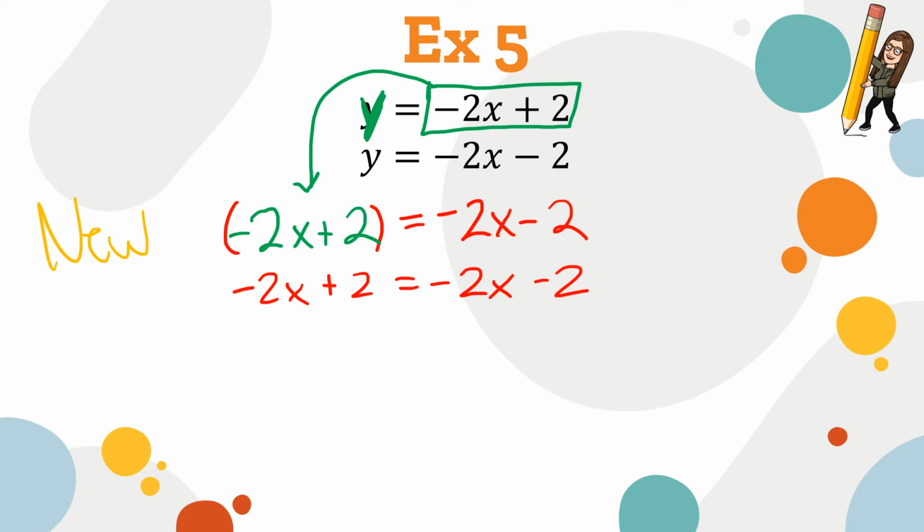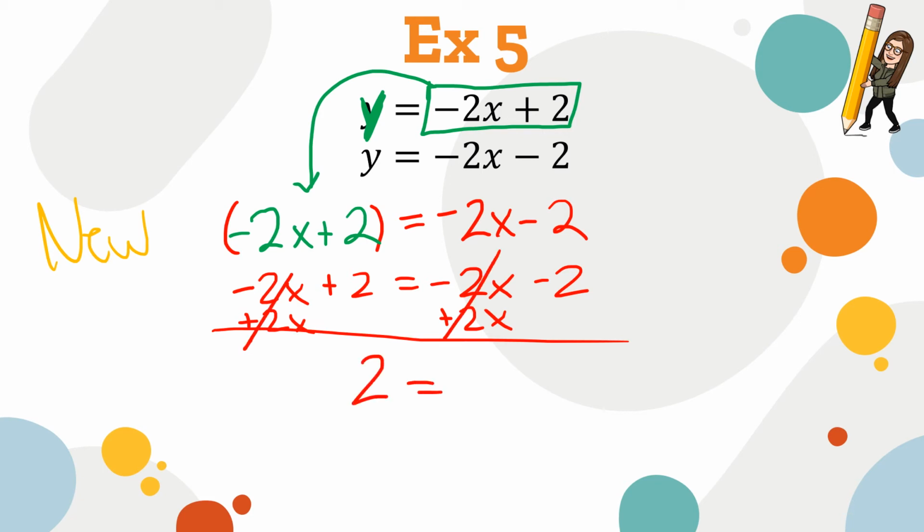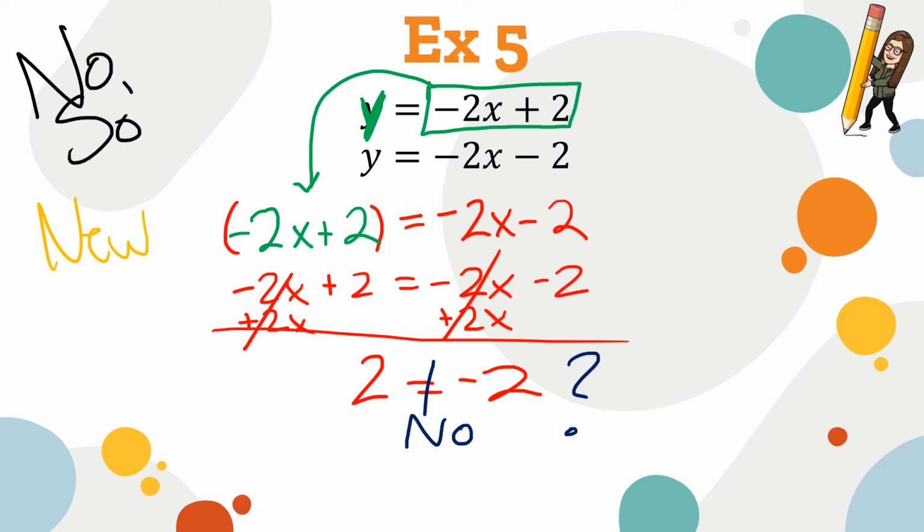There's no distributing now, there's no combining, so let's move a variable. Instead of minus 2x, let's add 2x. Oh, when I do that, they both go away. And these are the numbers that are left. Is 2 equal to negative 2? Nope, it is not. Which means no solution is your answer.